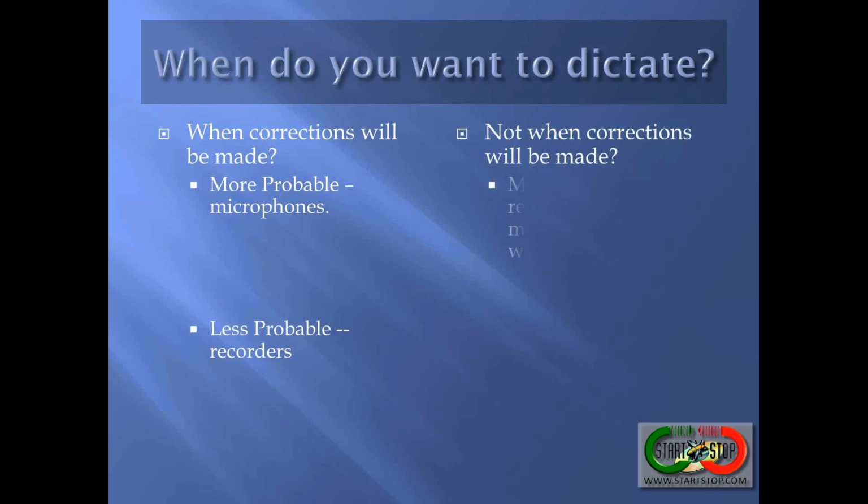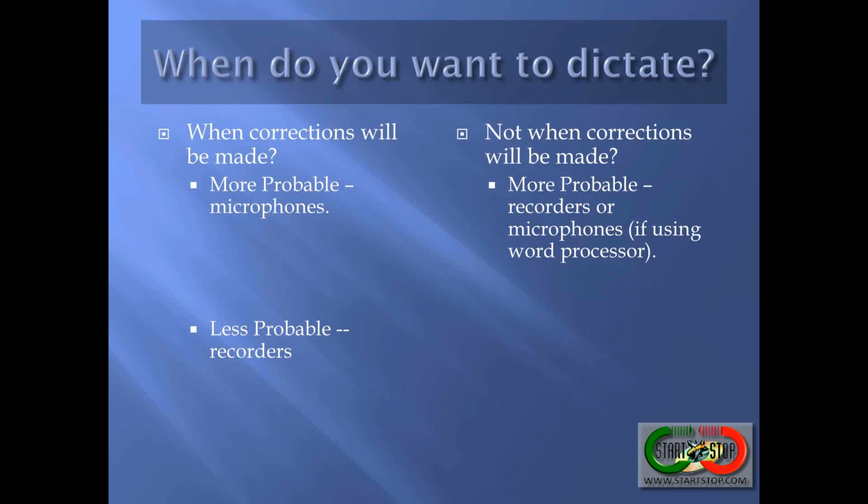Do you want to dictate at some other time and not when the corrections will be made? Then the more probable choice would be a recorder or a microphone. A microphone if you're using a word processor to dictate into, if it's going to be receiving your dictation.